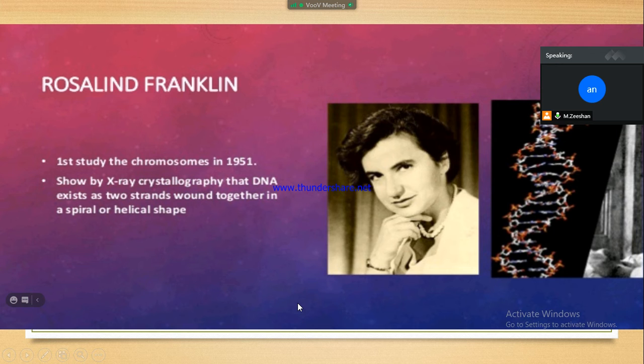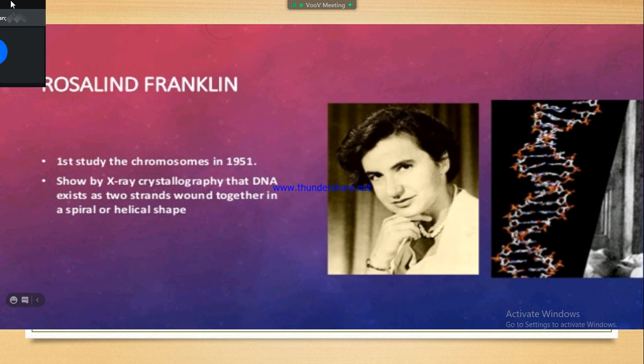He first studied the chromosomes in 1951 and showed by X-ray crystallography that the DNA exists as two strands wound together, a spiral helical structure. Basically, Rosalind Franklin is the scientist who presented that the DNA has two strands. Like this is one and this is two, which are in a zigzag manner and lagging on each other in a helical shape.